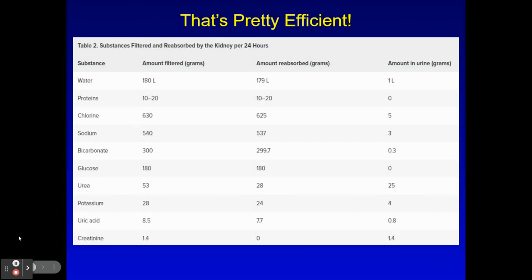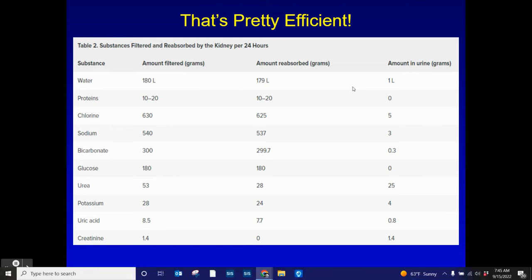And here's a graph that shows you a little bit of how efficient your kidney is. Your kidneys filter about 180 liters of water per day. So that's how much water is being pulled out of your blood. But you don't pee 180 liters, you only pee about 1 liter. So the kidneys reabsorb 179 liters of that.